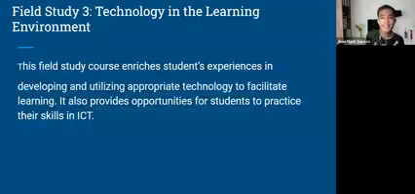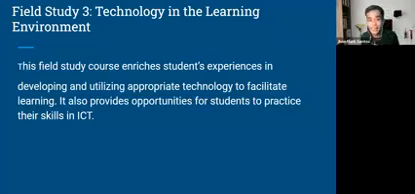Field Study 3 is about technology in the learning environment. As we all know, in 21st century learning, we are no longer attached to traditional teaching. Especially now, since we are still in the middle of the pandemic, we have technology in order for us to stay connected and to build linkages with other people.